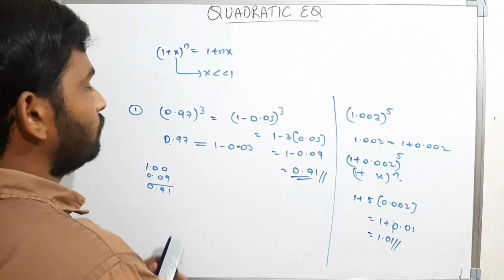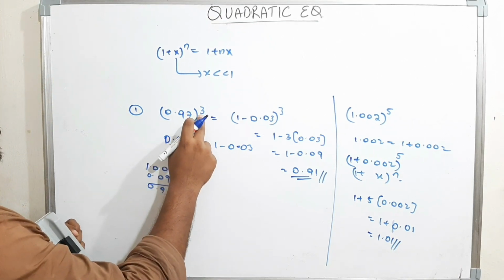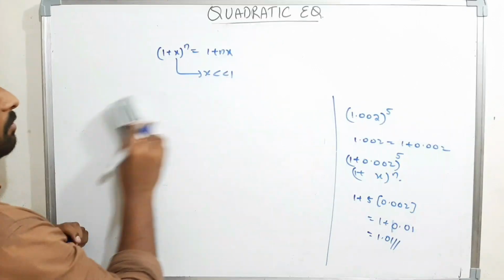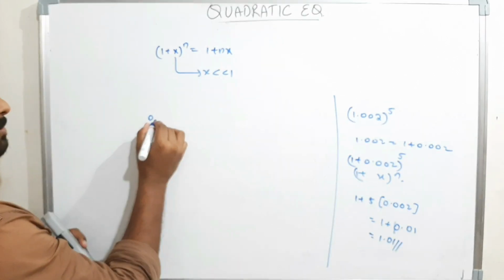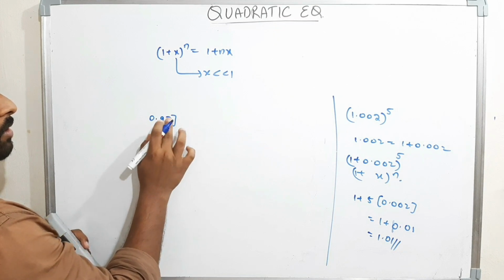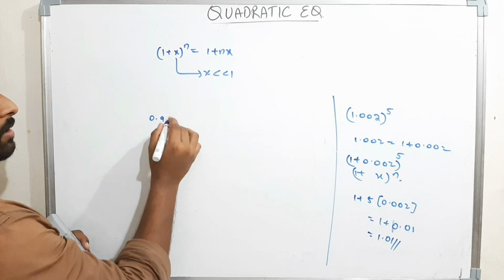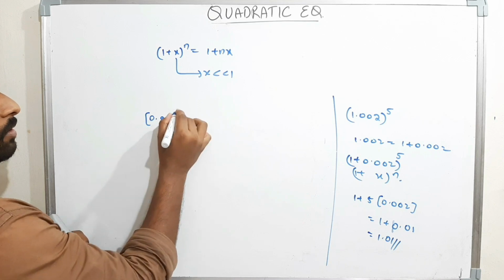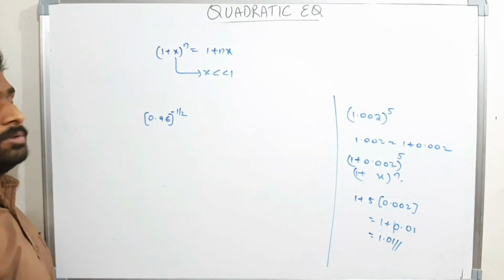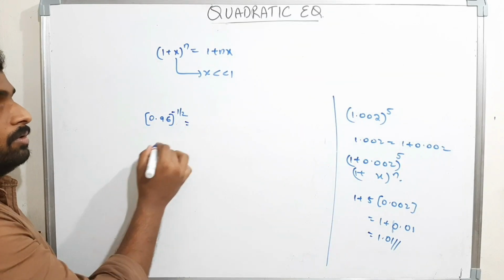Okay. Now we will see not only power 3, more than 1. Power can be negative also. Now we will see one more example, the same example. 0.96 whole power minus 1 by 2. It's up to you.